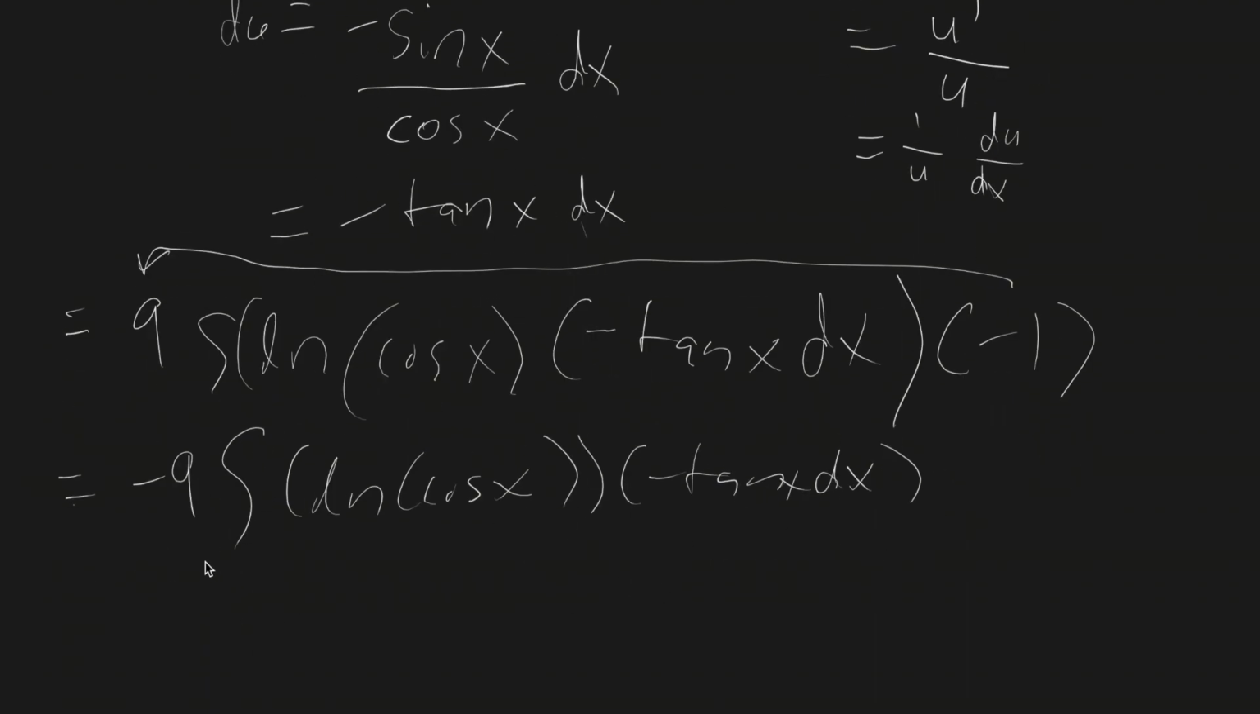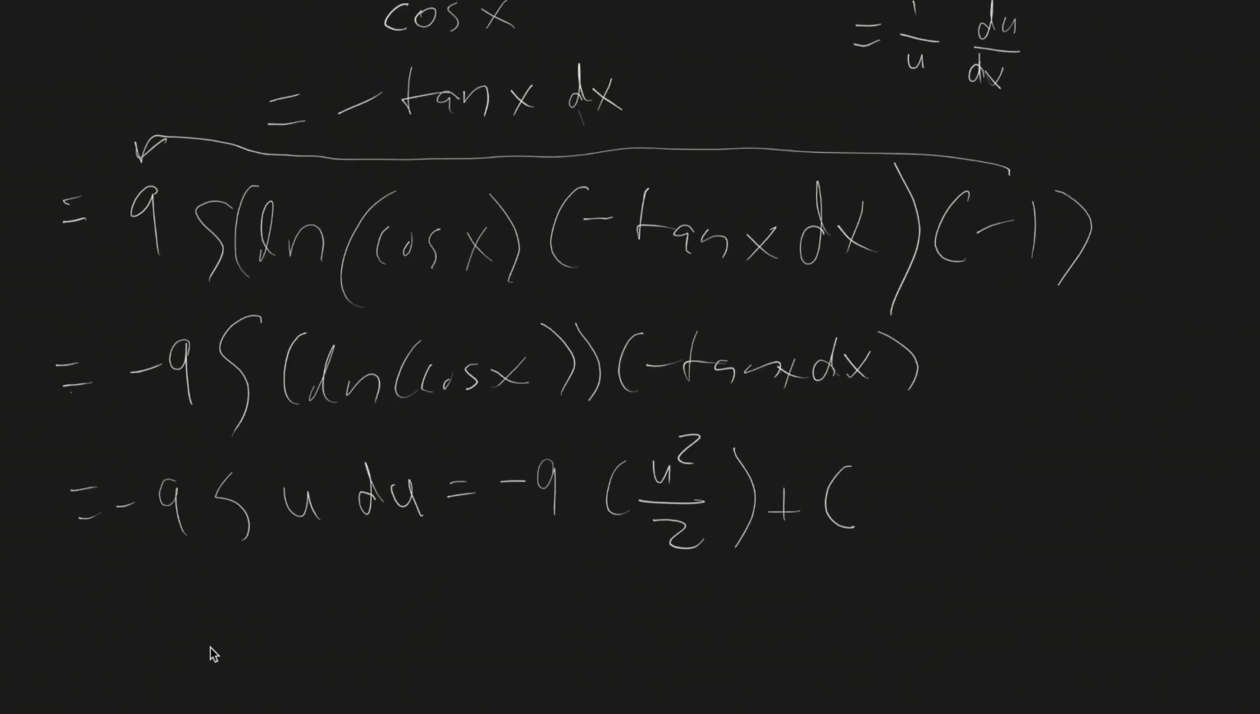At this point, we can substitute in u and du. So we'll get the integral of u du. Simple as that. And now we can easily integrate u. So this becomes negative 9 times u squared over 2 plus c, which, since our u is ln cosine x, becomes negative 9 times ln cosine x squared over 2 plus c.